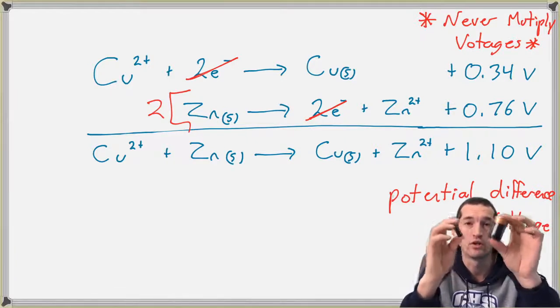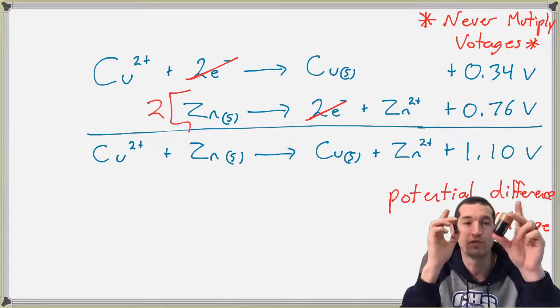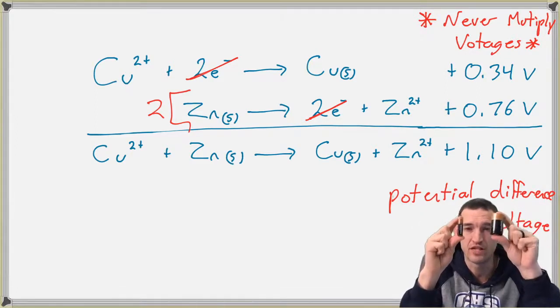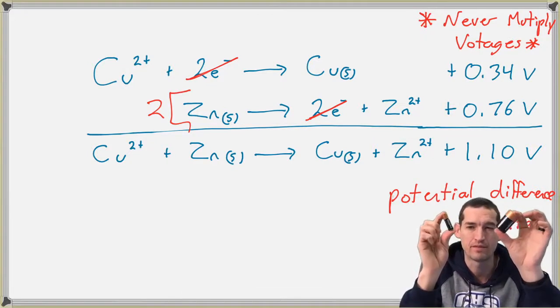This one will just do it longer because there's more stuff. So just like above, I said don't multiply the voltages. This is the reason why. This and this have the same voltage. This one just has more stuff. Okay? Does that make sense?